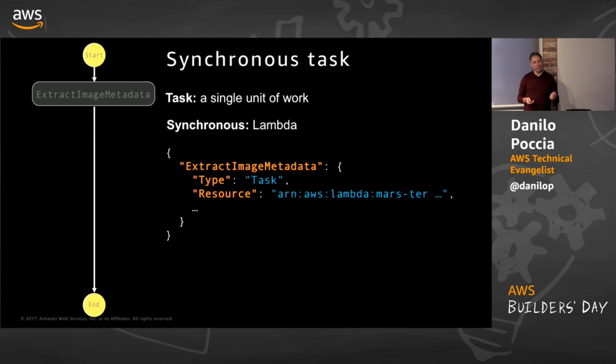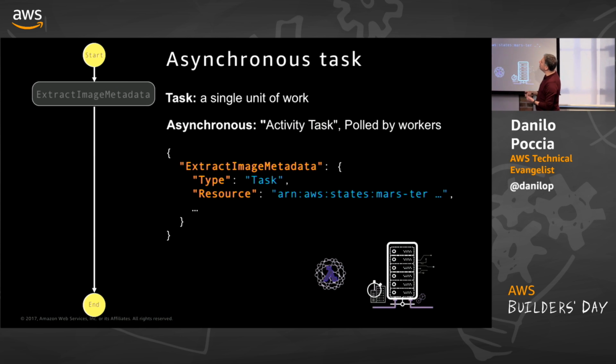So let's talk a little bit better about tasks. The task is the unit of work and can be a synchronous task. A synchronous task is a Lambda function. This is an example of a task that I call extract image metadata. It's type Task, and then I give the resource of a Lambda function. In the flow of the state, you have an input state that is a JSON document, and each state passes its output as input of the next step. That means that the event of this Lambda function will be the input of this state, probably the initial input or the output of the step just before this one.